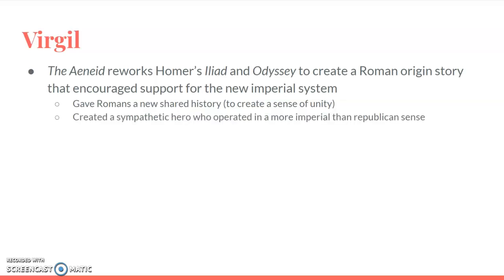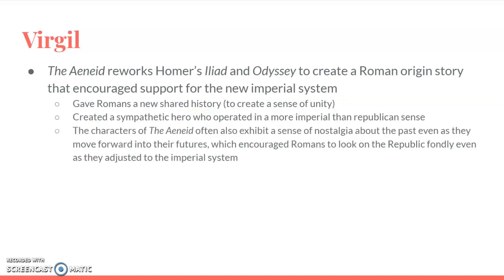It also created a sympathetic hero who operated in a more imperial sense than a republican sense. Aeneas being sort of this princely figure, when he founded the city that would become Rome, he did so in a more imperial fashion, which gave Augustus and the empire system a way to say, well, it worked for Aeneas. That's how we got Rome in the first place, so we can make it work for us too.